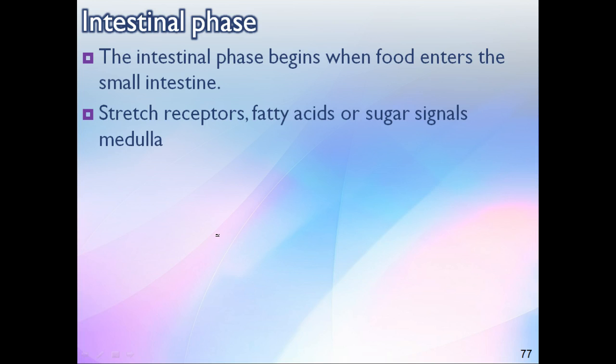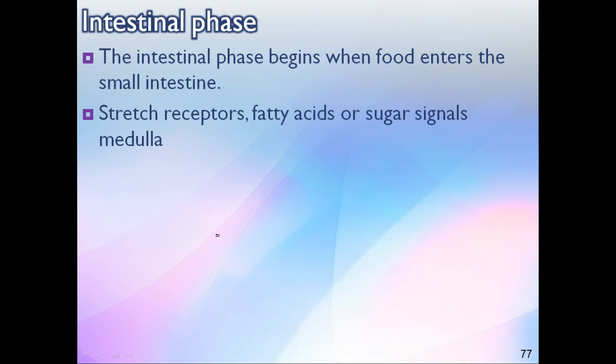So the intestinal phase, as the name implies, begins when food enters the small intestine. And again, a variety of receptors here are used to activate it, both mechanoreceptors that detect stretch, as well as chemoreceptors that detect the chemical content of the chyme that is entering the duodenum. Hormonal influences here include gastric inhibitory peptide, cholecystokinin, and secretin, which will all inhibit stomach activity while the duodenum deals with the secretions that it has.